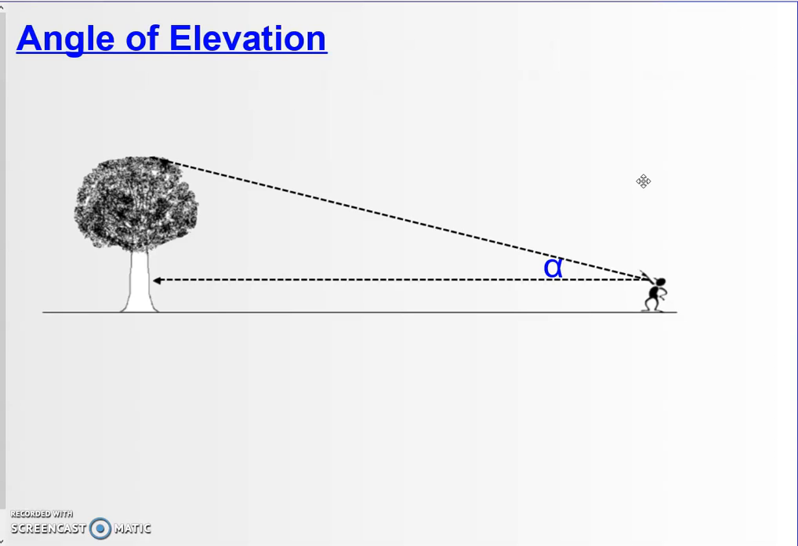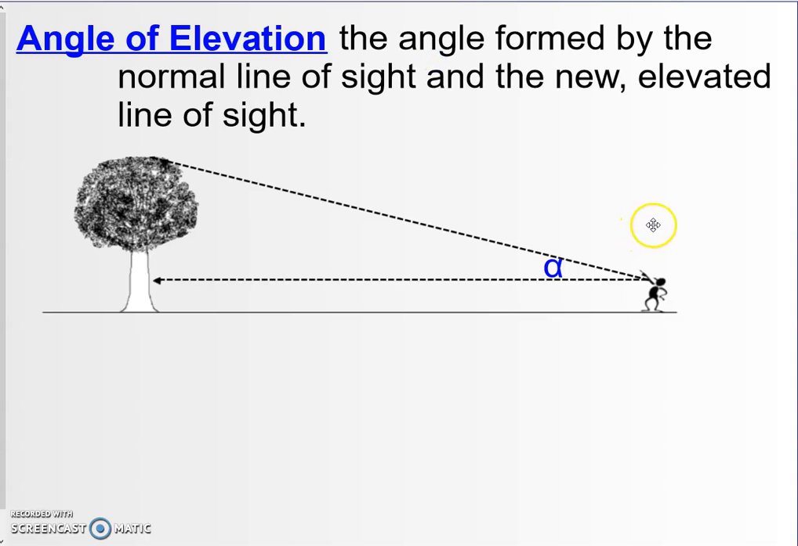Before we get into these word problems, let's define some terms that we're going to be using. The first term I want you to define, and remember you have notes that go along with this, is the angle of elevation. The angle of elevation is formed by your normal line of sight, so that's straight ahead, and your new elevated line of sight. So when you lift your head and look up, you're pushing your line of sight up, and this angle right here, this is the Greek letter alpha. That is your angle of elevation.